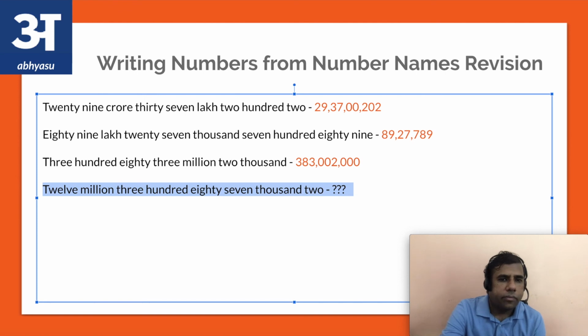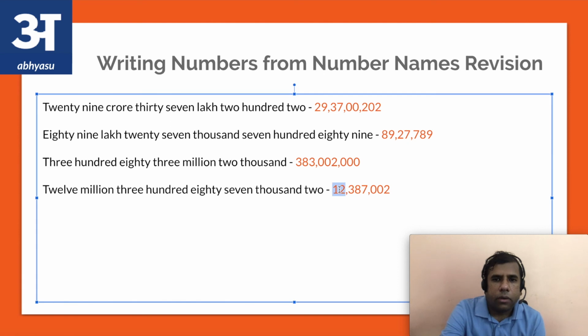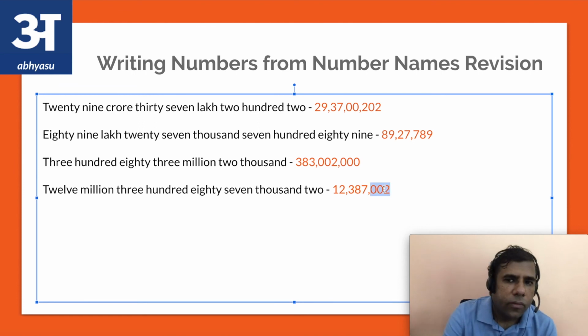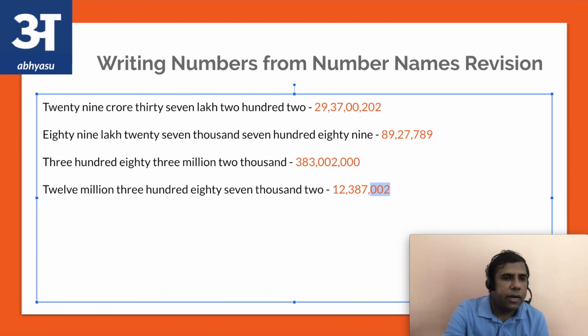12,387,002. 12 comma millions and 10 millions place. 387,000. So 387 comma and just 2. So no hundreds, no tens. So 002. Right. So we just simply read the number, keep on writing the corresponding digits, as well as we place zeros wherever there is no mention of that particular place.